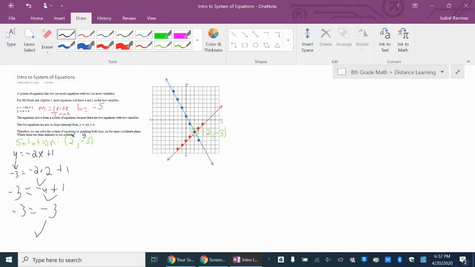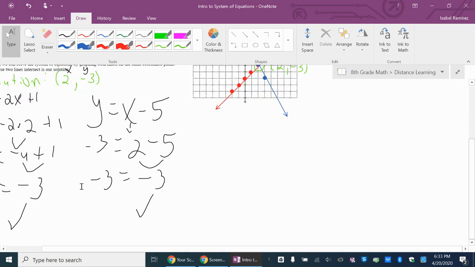So same thing with the second equation. The second equation was y equals x minus 5. So once again, when x is 2 and y is -3, our equation will balance out. And I'm going to prove that to you guys now. So y is -3, and then for x, I'm going to plug in 2. And now we're going to do some simple subtraction. 2 minus 5 is -3. So once again, even this equation is balanced out.